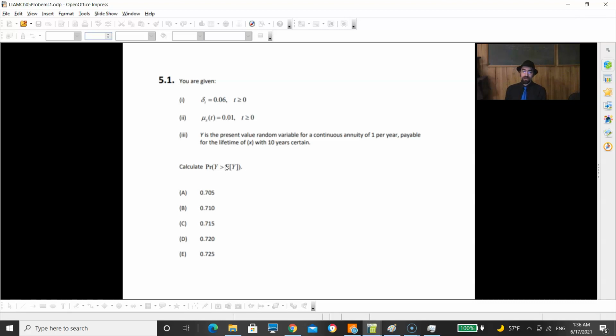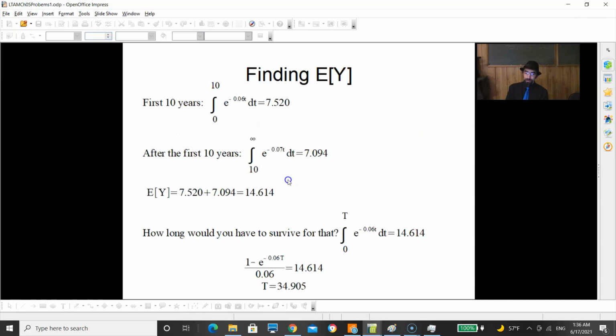So we treat this as a certain annuity, right, because it's 10 years certain. So we calculate the expected value of the first 10 years, which, notice, for the first 10 years, you ignore mortality completely. And then after that, you start realizing, yeah, now it depends on whether or not you survive. So for the first 10 years, it's just the integral from 0 to 10 of e to the negative 0.06t dt. Hopefully you're comfortable with this sort of thing from exam FM.